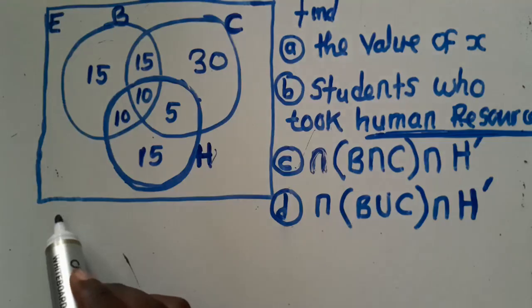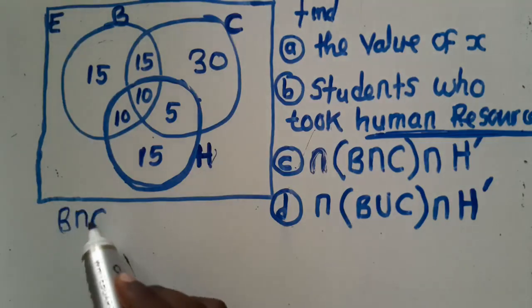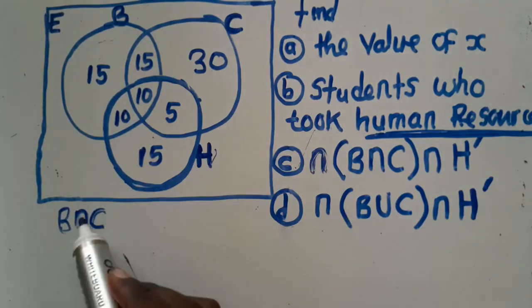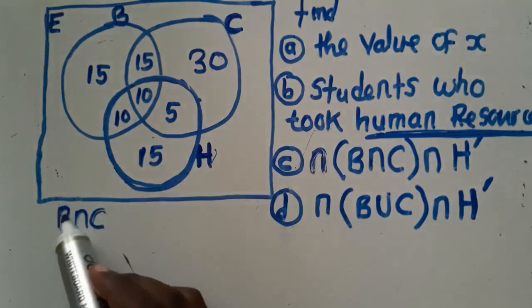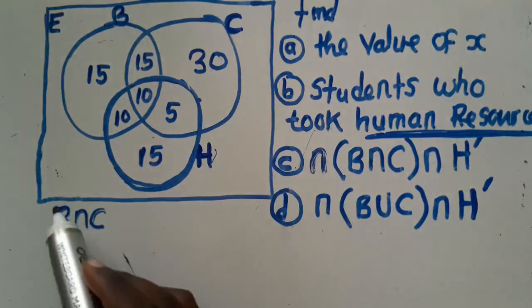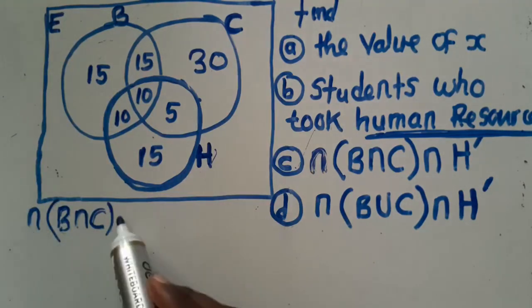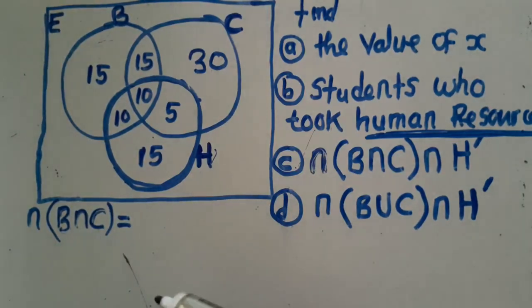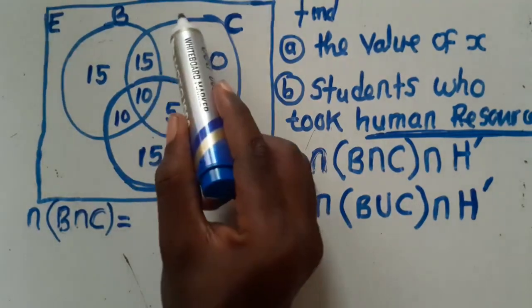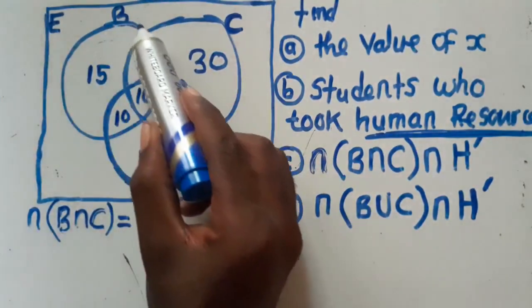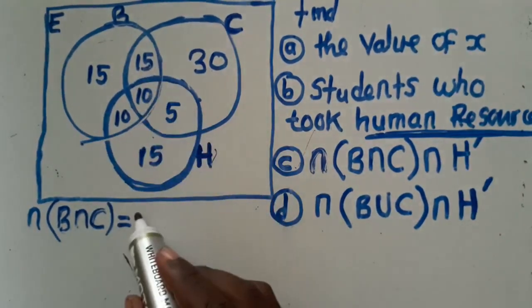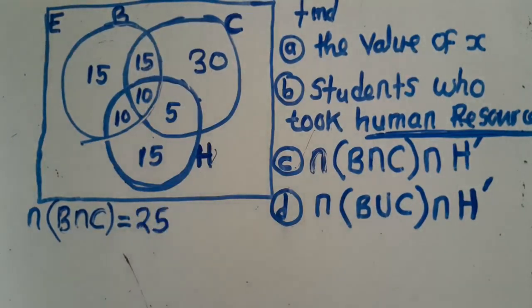So I'll write it here. This is saying B union C. Let me find this one. B intersection, sorry, this is intersection. So B intersection C. I find the number, so I'll say N for B intersection C. Where is B intersection C? Have you seen this part? This is B intersection C, where you've got 15 plus 10. You've got 25.